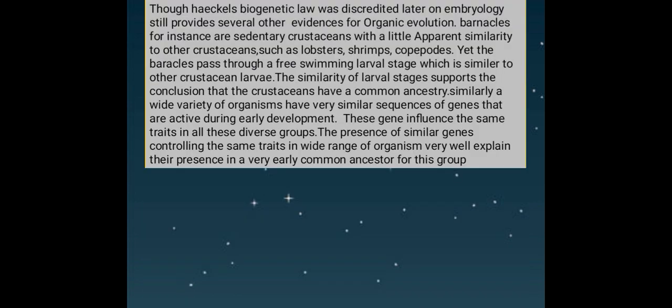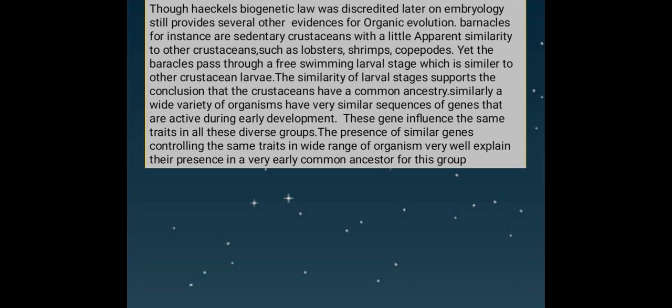Though Haeckel's biogenetic law was discredited later on, embryology still provides several other evidences for organic evolution. Barnacles, for instance, are sedentary crustaceans with little apparent similarity to other crustaceans such as lobsters, shrimps, and copepods. Yet the barnacles pass through a free-swimming larval stage, which is similar to other crustacean larvae. The similarity of larval stages supports the conclusion that the crustaceans have a common ancestry.